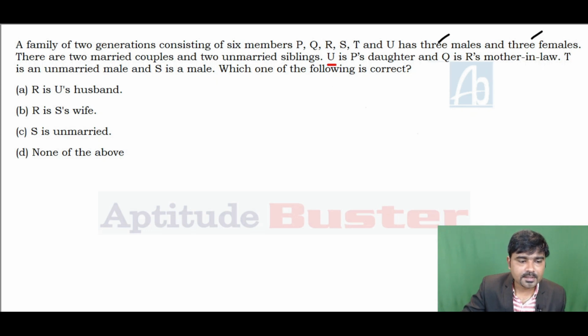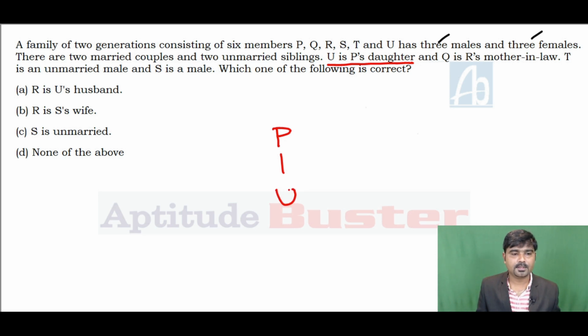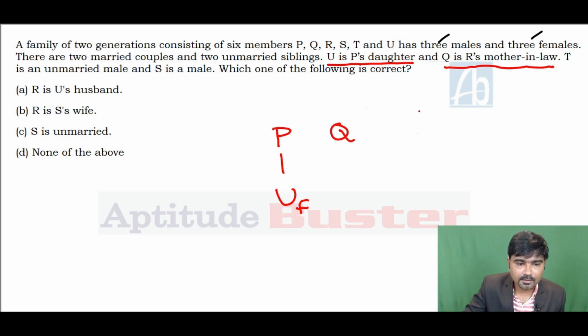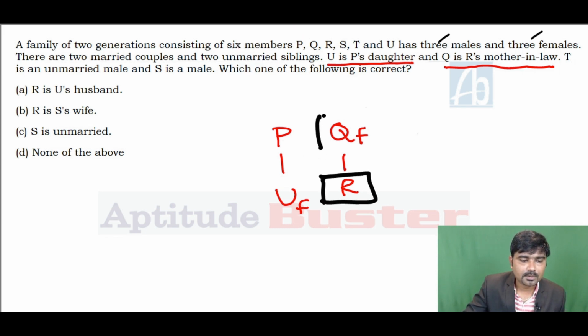U is P's daughter. So we can write here P and U like this. First generation and second generation. U is female, but we don't know the gender of P. Wait for some time. And Q is R's mother-in-law. Q is mother-in-law of R. So Q should be female, and we don't know the gender of R. And we can say one thing, R is married. So I put married means square bracket, and Q also married and P also married.